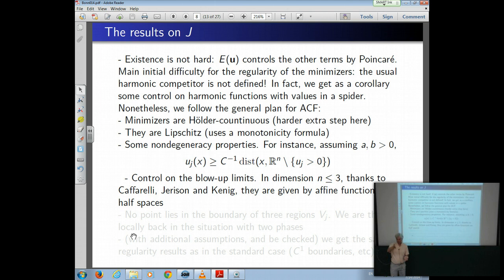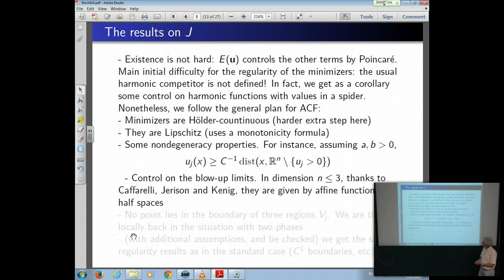Maybe there is only one affine function, or in some cases you just get one affine function, but don't worry about it. So anyway, we control them very well. And in higher dimensions, we expect more complicated behaviors of a blow-up limit. So we wouldn't have a theorem everywhere.